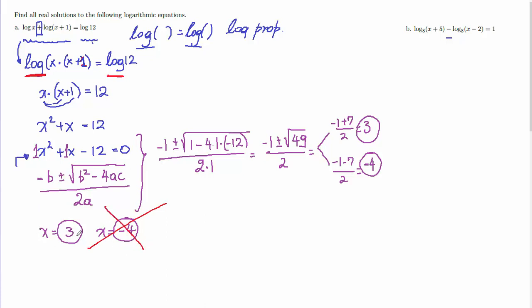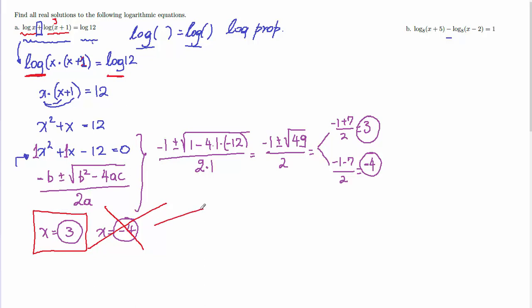Then I take x equals 3 and plug it in here, and I have the log of 3, which is a perfectly legal logarithm. If I put the 3 here, I have log of 3 plus 1, that is log of 4. This is also a perfectly good logarithm. So x equals 3 falls in the domain of the logarithms, and this is an actual real solution for my logarithmic equation.